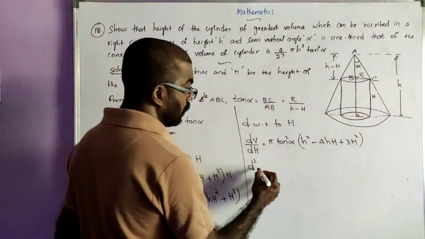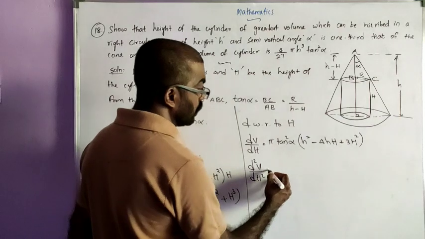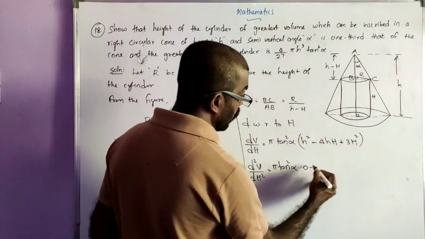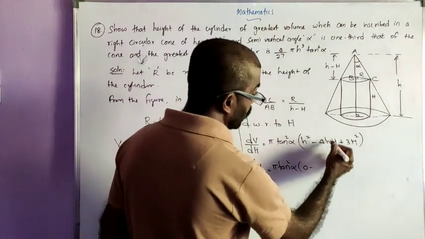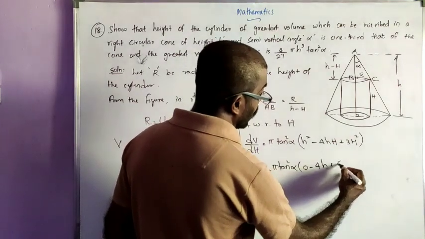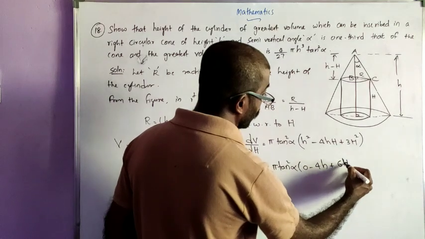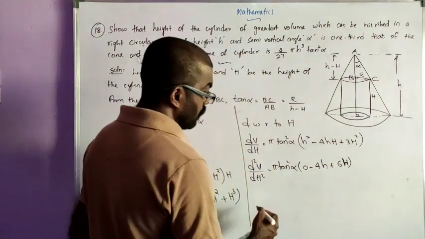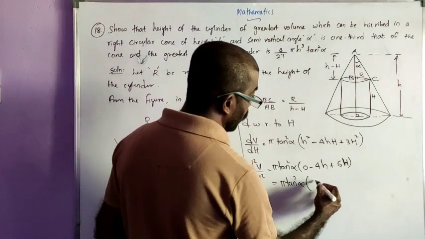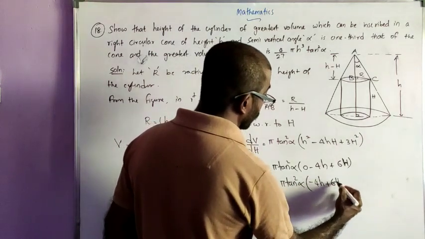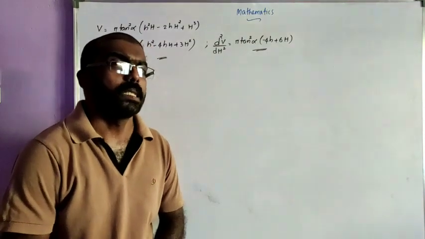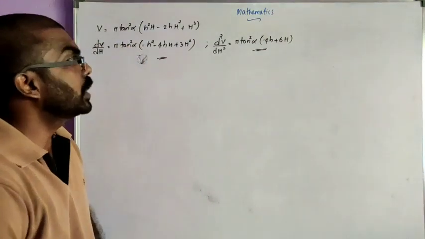Now take the second order derivative, d²V/dH² = π tan²α into, here r is a constant, derivative 0, then 4h into H, derivative of capital H is 1, so minus 4h, then plus 6H capital H. It is equal to π tan²α into (minus 4h plus 6H). So now we got the values of dV/dH and d²V/dH².